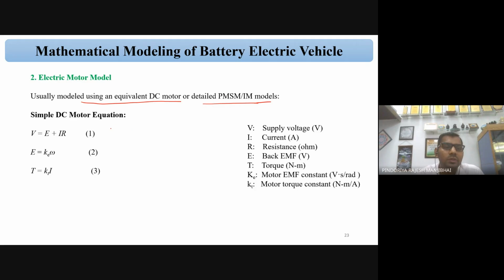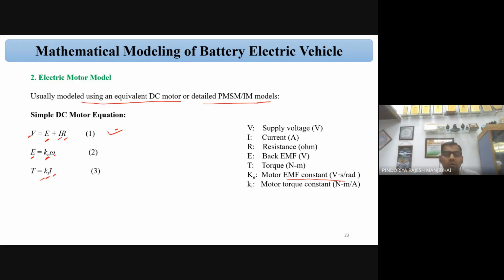The simple DC motor equation is V equal to E plus IR, where V is the voltage, E is the back EMF, I is the input current, and R is the resistance of the stator winding. That back EMF we can define as Ke into omega, where omega is the speed in radian per second, and Ke is the back EMF constant, the motor EMF constant, with unit volt second per radian. Similarly, torque is equal to Kt into I, where Kt is the electromagnetic torque constant and I is the current.